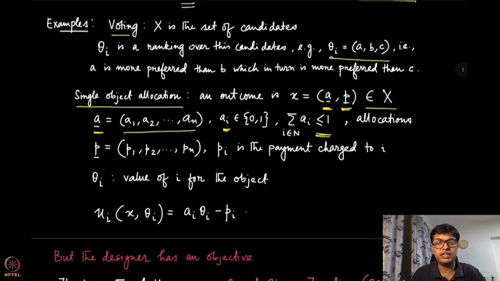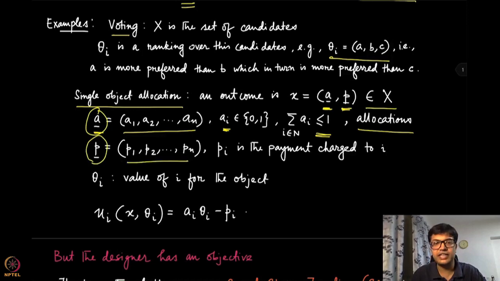This is upper bounded by 1. That means the object might not be allocated as well. So all a_i's could be equal to 0. So we'll be calling the vector A as the allocation vector. Similarly, there is a payment vector, which is a very similar thing. It also has n components, where the ith component p_i is the payment charged to i.